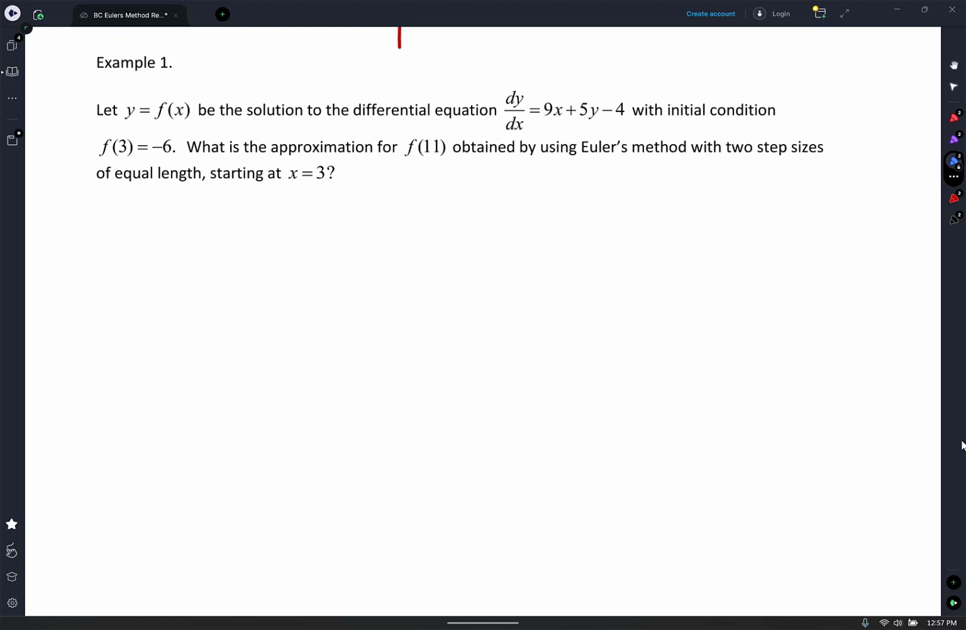Okay, so example 1. Let y equals f of x be the solution to the differential equation dy/dx equals 9x plus 5y minus 4 with initial condition f of 3 equals negative 6. So let's write that down: (3, negative 6).